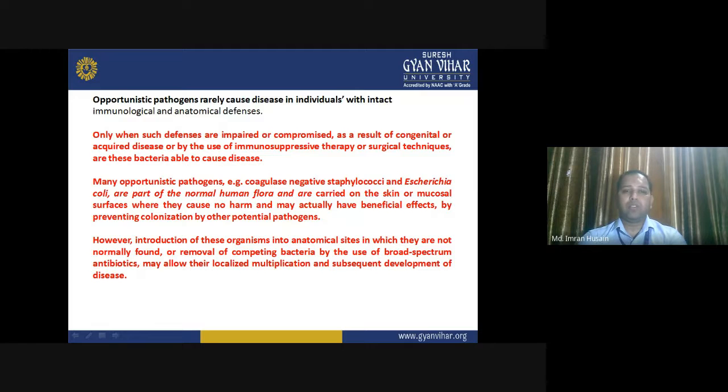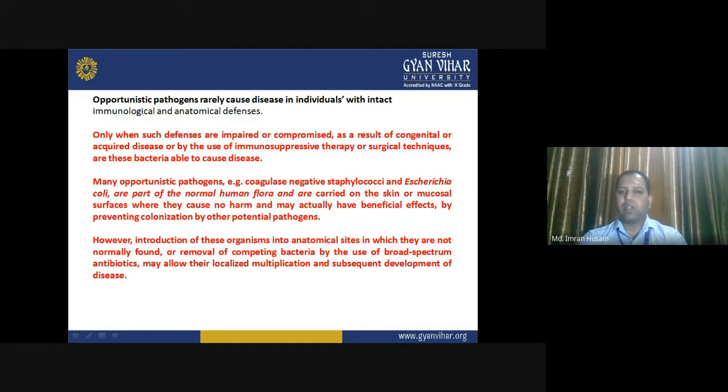Many opportunistic pathogens, for example coagulase-negative Staphylococcus and Escherichia coli, are part of the normal human flora. Most of these bacteria are part of the normal human flora, also known as microbiota, right?